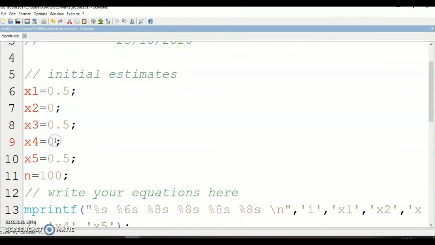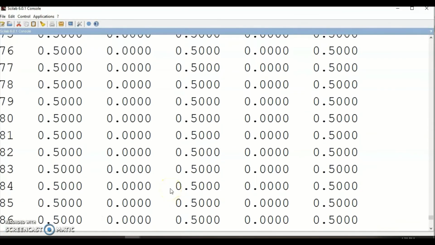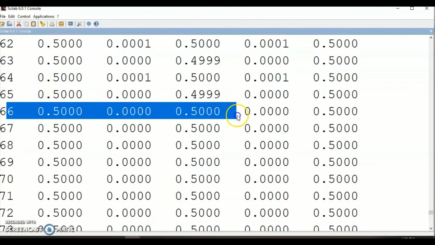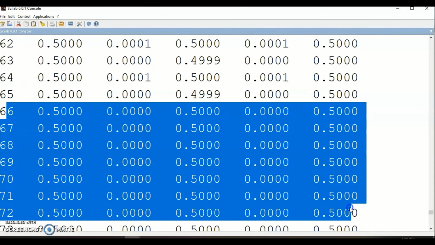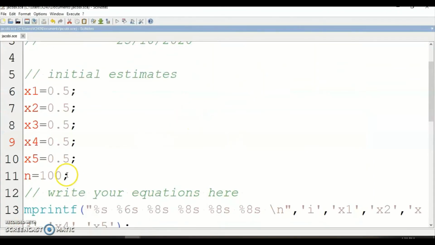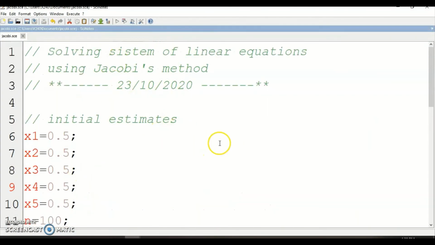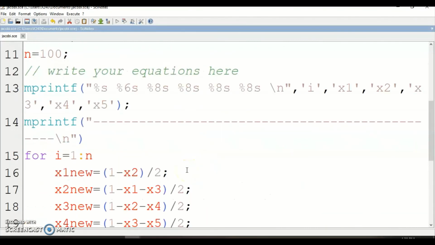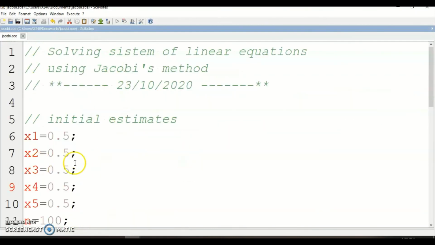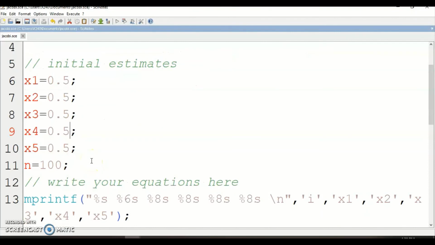So if I change everything, maybe this one to 0.5, this one to 0.5, let's try one last time. And what do you get? The solution converges at 66 iterations. So the summary that I can say is, to solve this system of 5 by 5 linear equations using the Jacobi method, you need to do at least more than 66 iterations, depending on the initial estimate that you choose, but the solution will approach the exact solution. It's just depending on how many iterations you need to do.